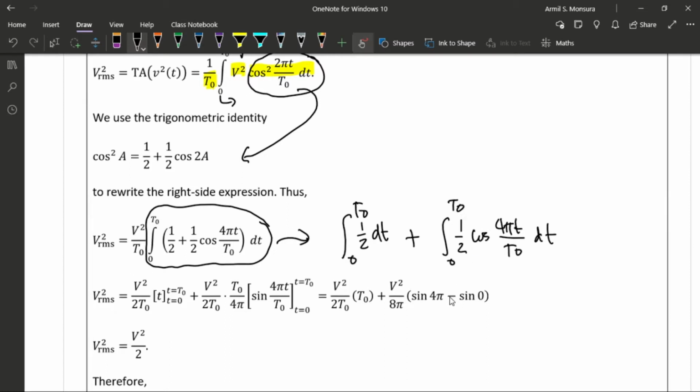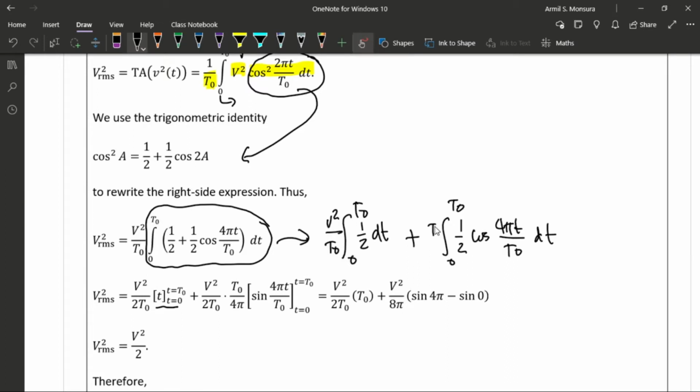Integrating this, we have the 1/2, which gets multiplied with V square over t0. The integral of that is t, wherein we will have to replace t with the upper and the lower limit. While for the other half, we also have V square over t0.